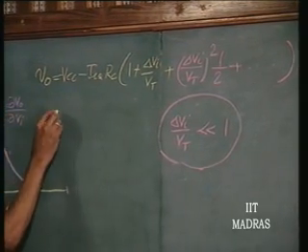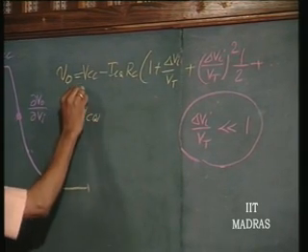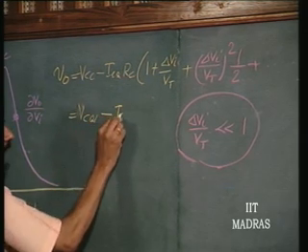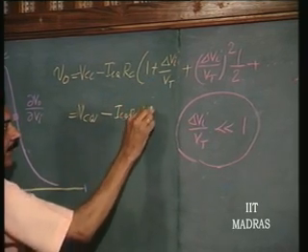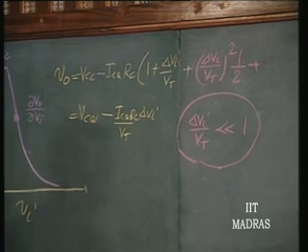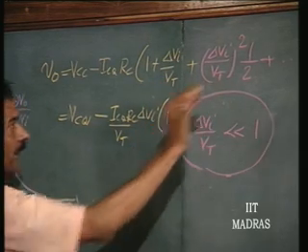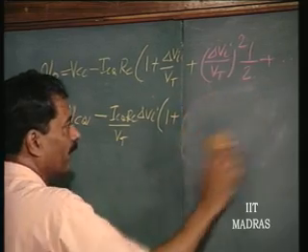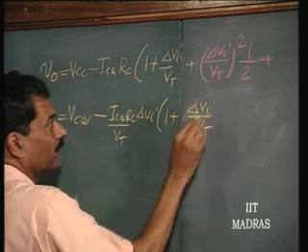What is this therefore equal to now? VCC minus ICQ RC is nothing but VCQ. So, VCQ minus ICQ RC into delta Vi by Vt, that is the wanted term, that into 1 plus the rest of the terms, which is the nonlinear term, which has to be made very, very small, which is nothing but delta Vi by Vt to Vt.